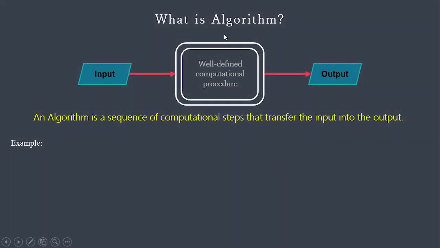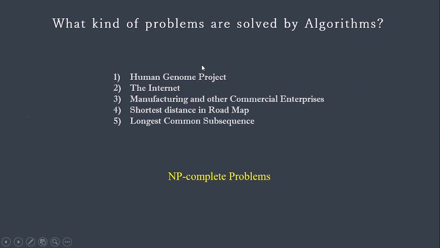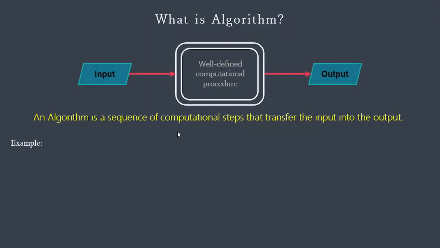So what exactly is an algorithm? An algorithm is nothing but a well-defined conceptual procedure which takes some value or set of values, called the input, and gives some value or set of values as output. An algorithm is a sequence of conceptual steps that transforms the input into the output. We put in some input and we get some output.